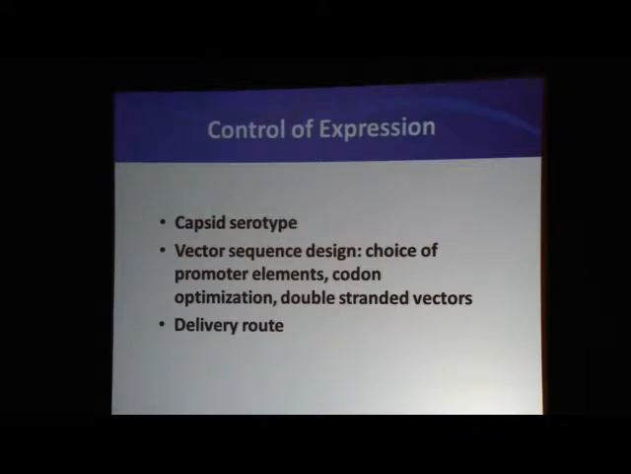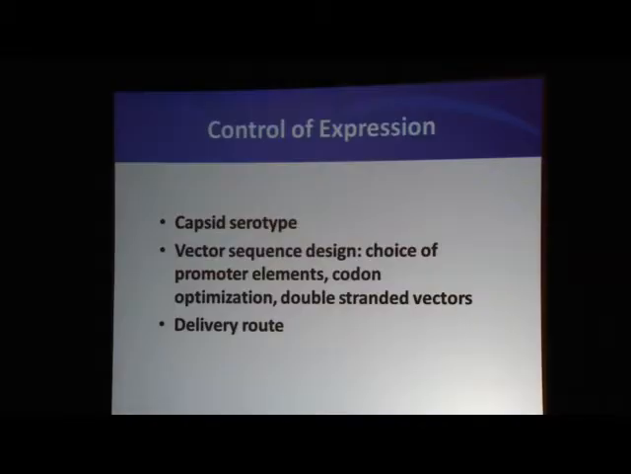There are many levels you can look at to try to control expression and really restrict it to the tissues you're most trying to target. One thing you can choose, as I mentioned, is the capsid serotype, and I'll go into more detail about that in a minute. You can also play around with your vector sequence design. You've got choices in different promoter elements. You can choose tissue-restrictive promoters. You can perform codon optimization. You can use double-stranded vectors, and I'll show you some examples in a minute. You can also make decisions about your delivery route, depending on what you're targeting.